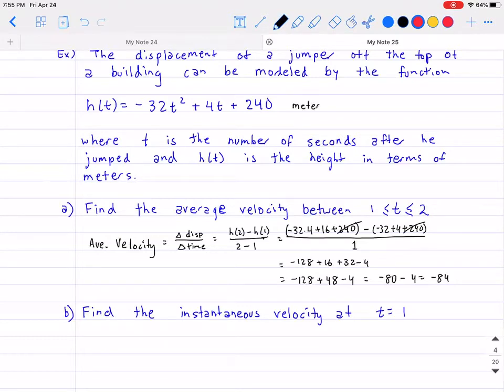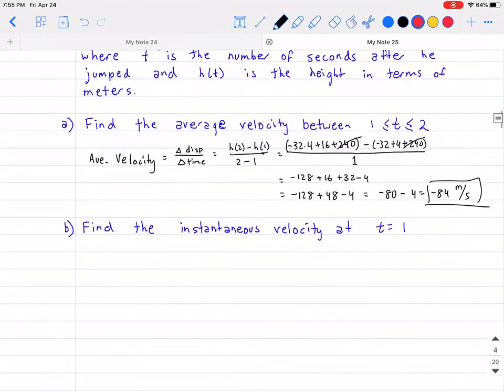And in terms of what is the unit for this, remember the unit for h of t is in terms of meters, and for t, that is in terms of seconds. So then that means that this is going to be in terms of meters per second. Okay, so that will be then our average velocity.